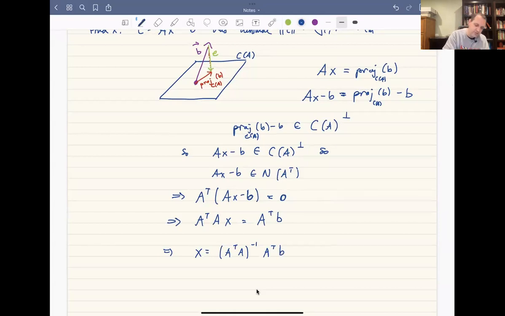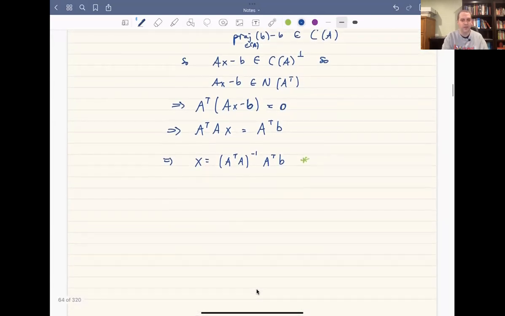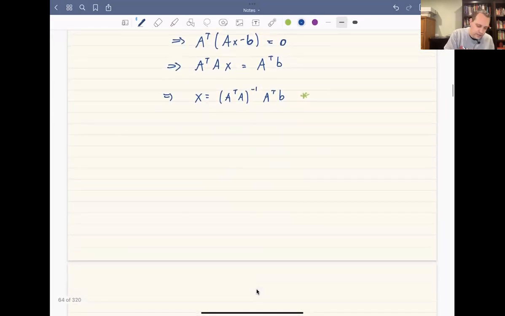That's how we're going to get our solution. Again, this does not satisfy the original equation Ax equals b, but it's going to give you the minimal solution, the least squares solution. This is actually a really cool idea, and it's very powerful. I want to run through a few examples because I think the examples are really where this method is going to shine for us.